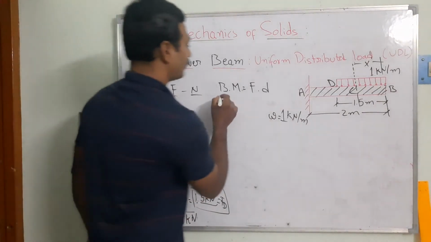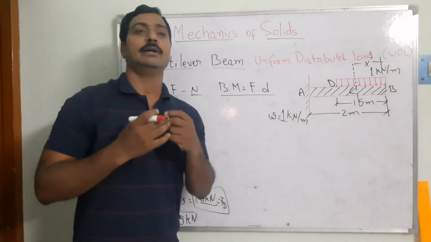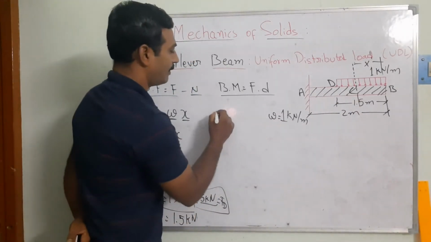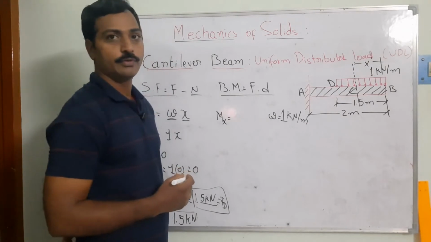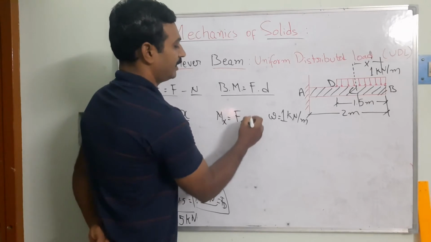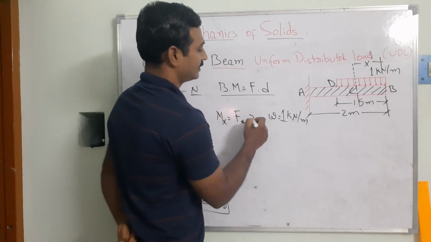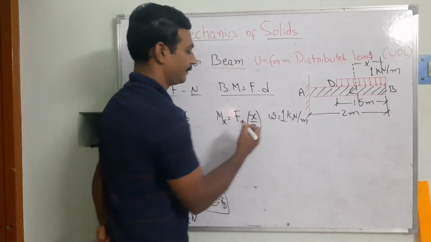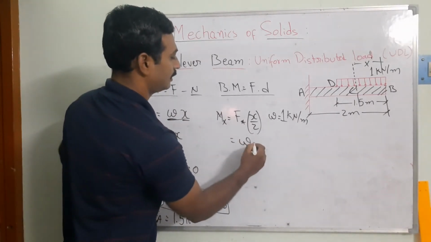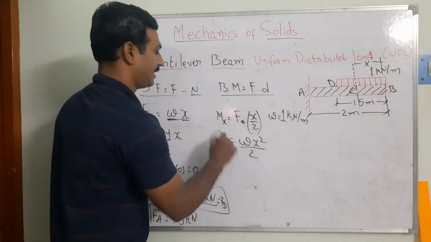And similarly, we have to do the bending moments. How do you find the bending moments? Again, we consider the bending moment at this section. The bending moment at section x, Mx, is equal to Fx into the perpendicular distance. That perpendicular distance is x by 2, so Fx into x by 2. What is Fx here? Fx is equal to w into x, and so Mx is equal to w x squared by 2.